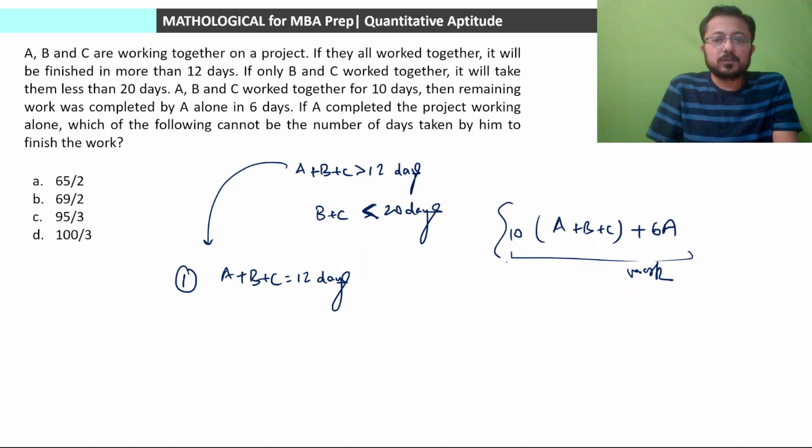Okay, ये तो fixed है in both cases. तो if A plus B plus C are taking 12 days in completing the task और 10 days में already A plus B plus C ने work किया है और 6 days का work A का है, ये भी complete work के बराबर है.